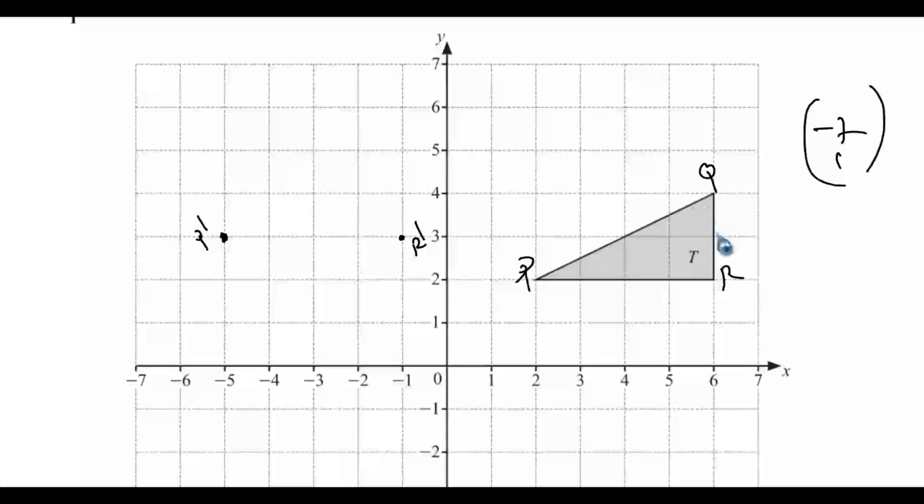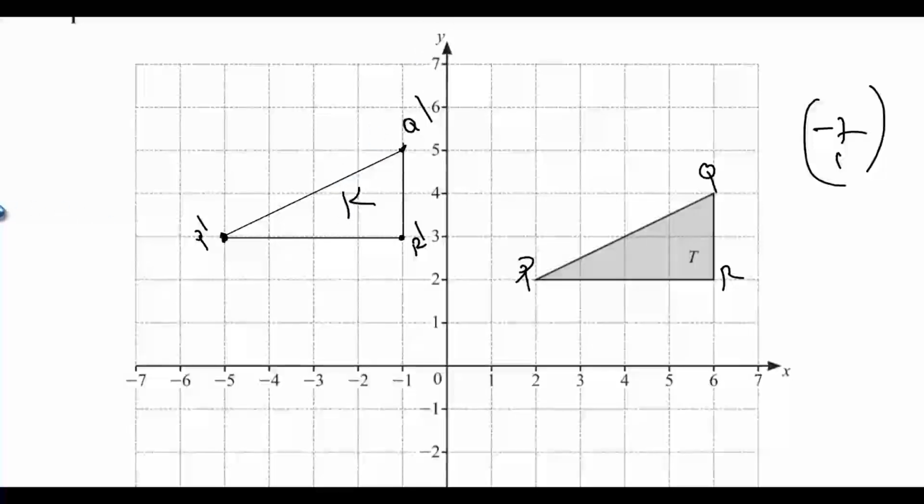So the distance between Q and R is just 1, 2. So you can count like this: 1, 2. So this will be Q prime. Then you can easily join them together like this and this, this and this, and finally this and this. So we are asked to label this letter K. So that has been done.